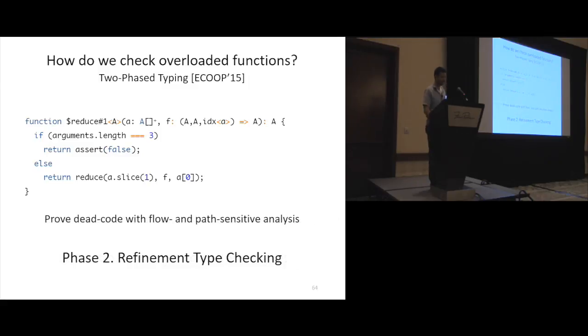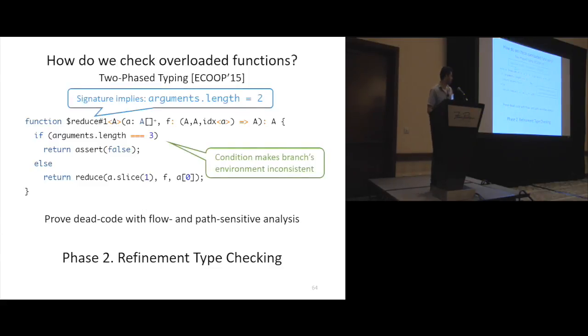And moving on to the second phase, which is the refinement type checking, we can actually use a flow and path sensitive analysis to discharge these dead codes and actually prove that they're indeed dead code, and so the program is safe.